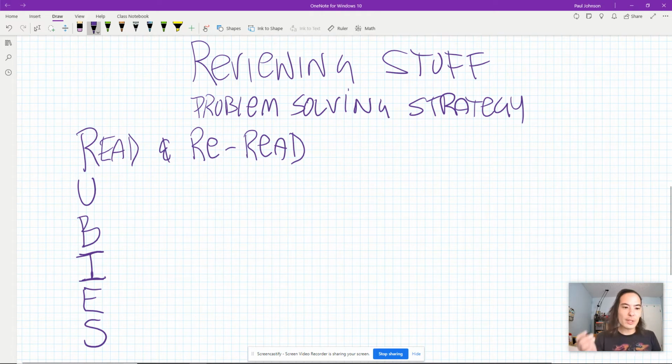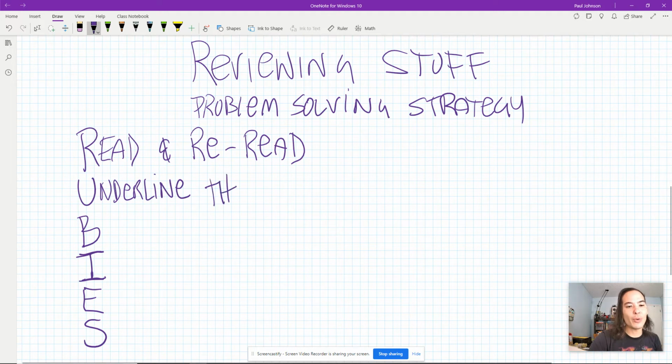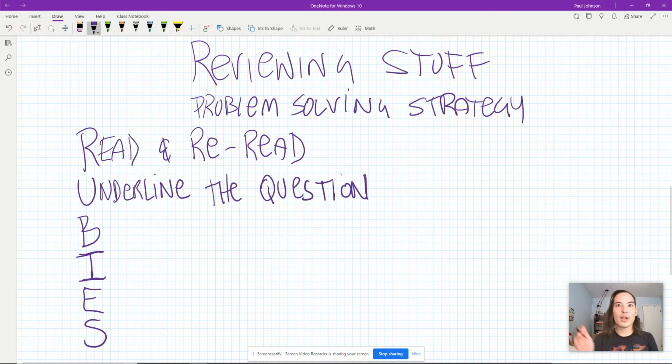All right. So then step 2. First you read, then you reread. Second, what you need to do is you need to underline the question being asked. All right, underline the question. Not the whole problem, but what are they actually asking in the question? Okay? Because there's usually something at the very end of the problem that asks what you're supposed to find, what you're supposed to calculate, things like that. All right? So, first step, read and reread. Second step, underline the question.